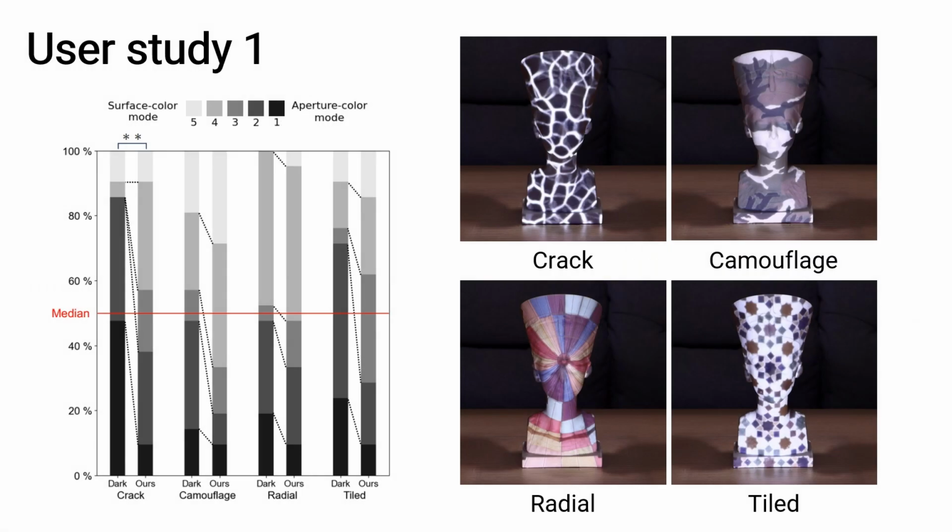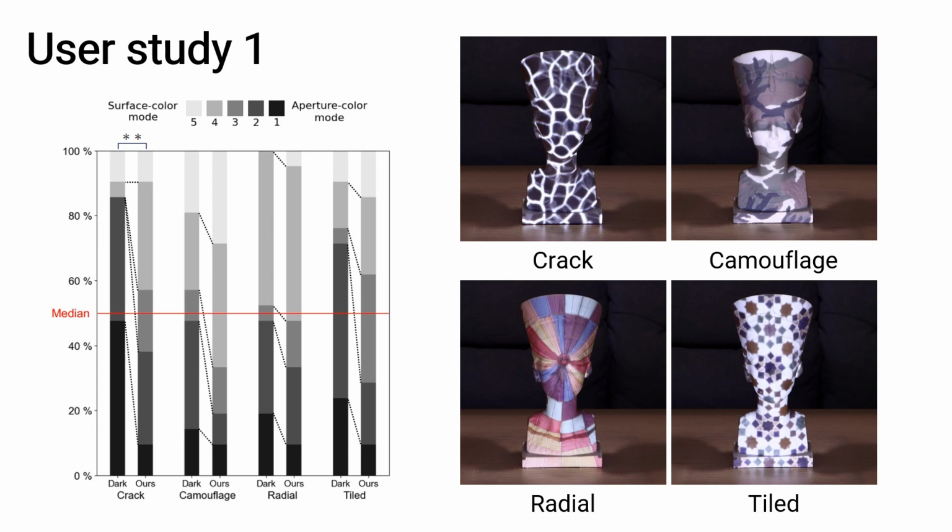We conducted user studies to investigate how much the proposed method affects the observer's perception in the visual system. In User Study 1, we investigated how much the proposed method affects the observer's perceived color mode. We used the bust statue as the projection target and presented the projection mapping results of 4 projection images, as shown in the slide. In the figure, surface color mode means the projected object is perceived as illuminated, while aperture color mode means the projected object is perceived as self-luminous.